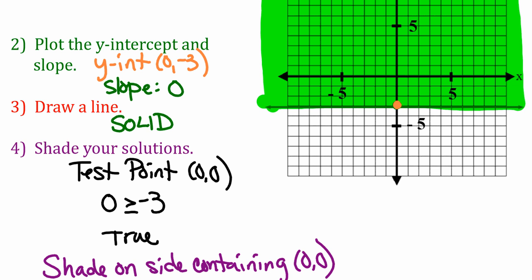So again, you're shading on the side that's true. For us, 0, 0 worked, and that's why we're shading above and on the boundary line for our solutions.